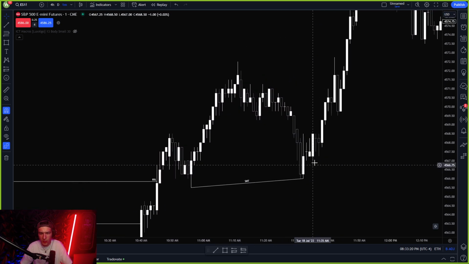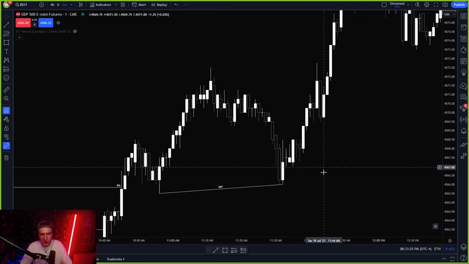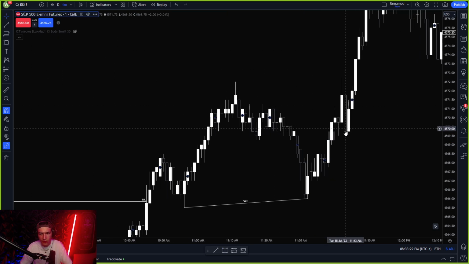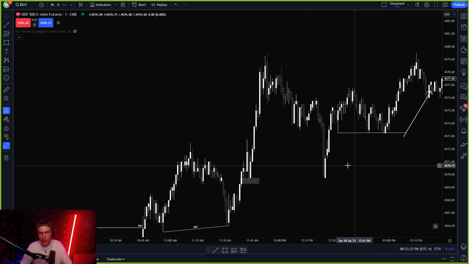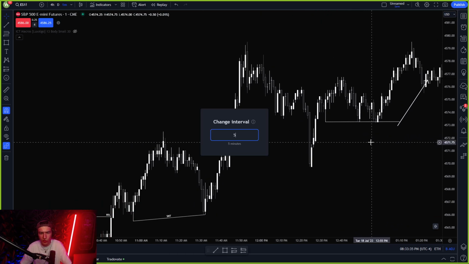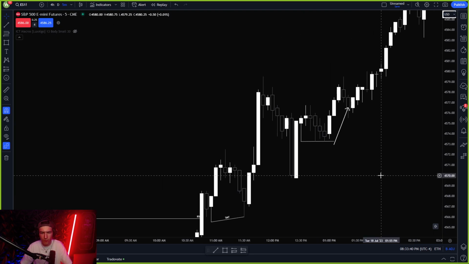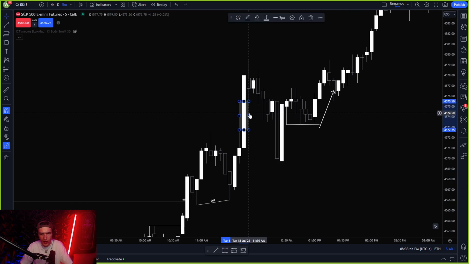And then, of course, this would have been another long here. Again, this would actually be the Scout model, because you have a clear trend, SMT. You take that first fair value gap that gets touched into, so this would have been a Scout model long as well. This one, another long here. Actually, dude, there's a lot of opportunity today in these trend days. Again, coming back down, big 5-minute fair value gap.